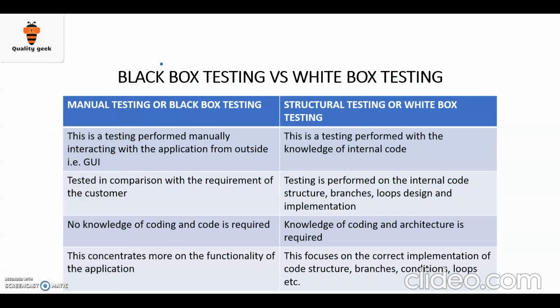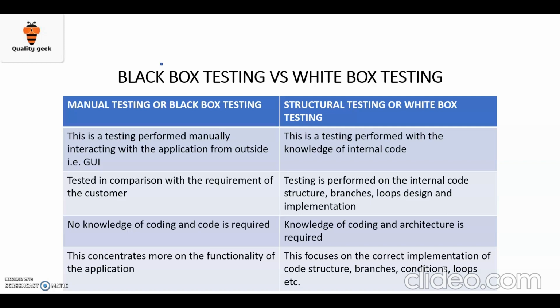So let's compare black box testing versus white box testing. Black box testing is performed by manually interacting with the application from outside, that is the GUI, the graphical user interface. But white box testing is performed with the knowledge of the internal code. The next point: manual testing is done in comparison with the requirements of the customer.